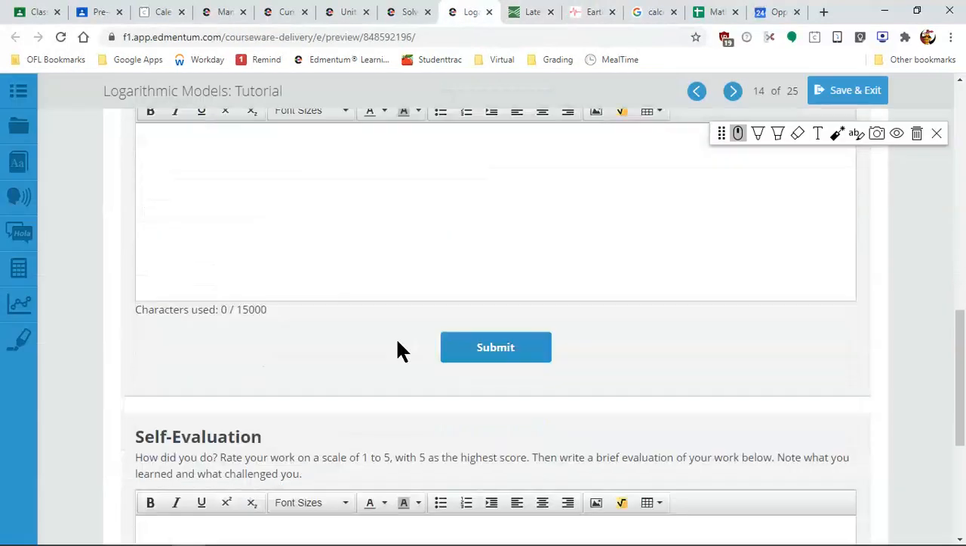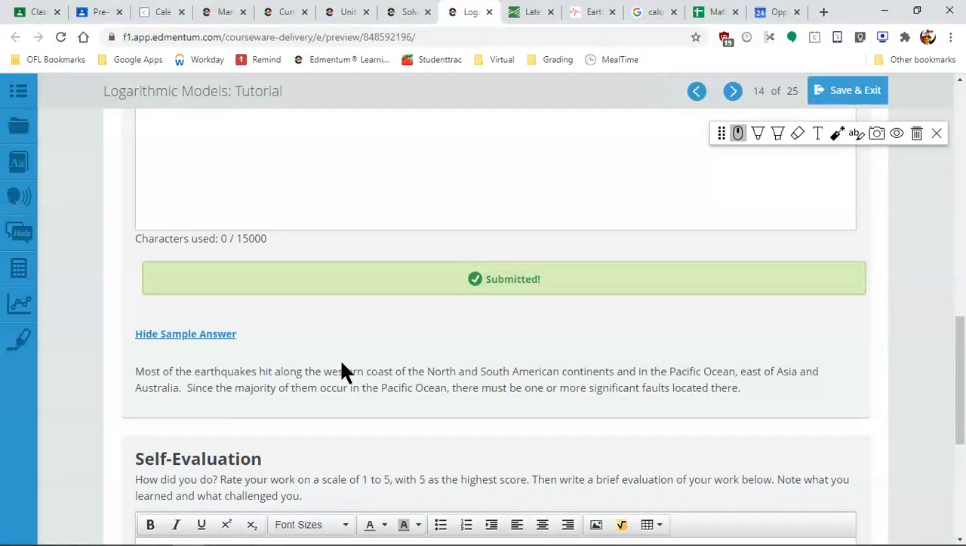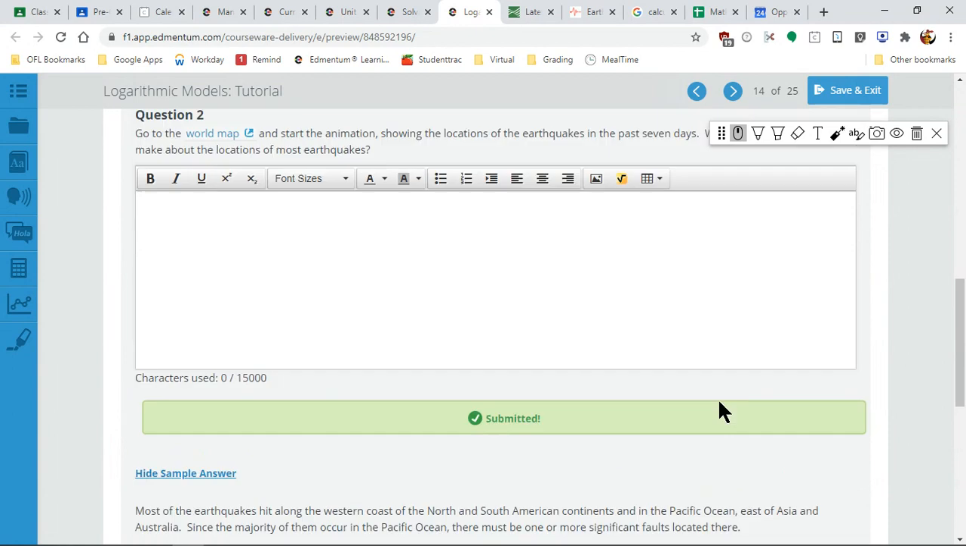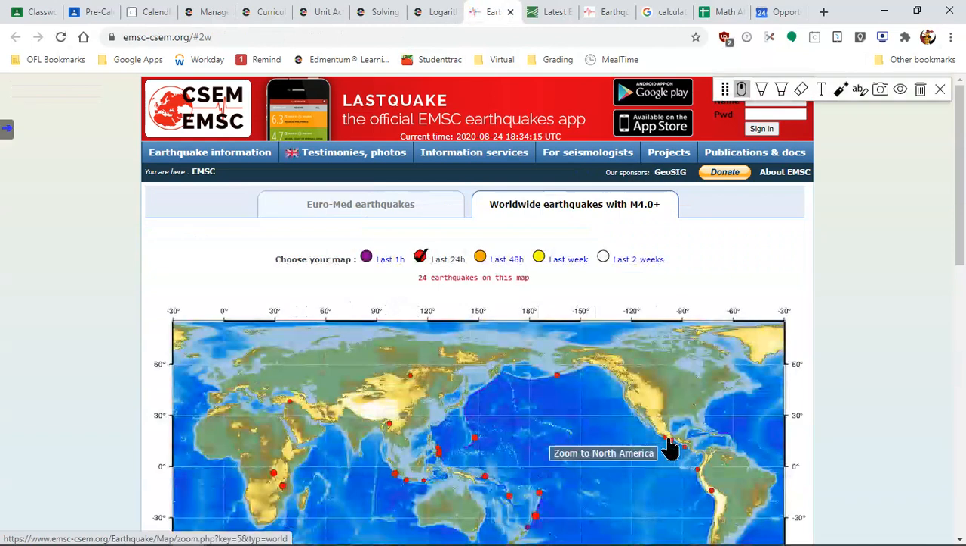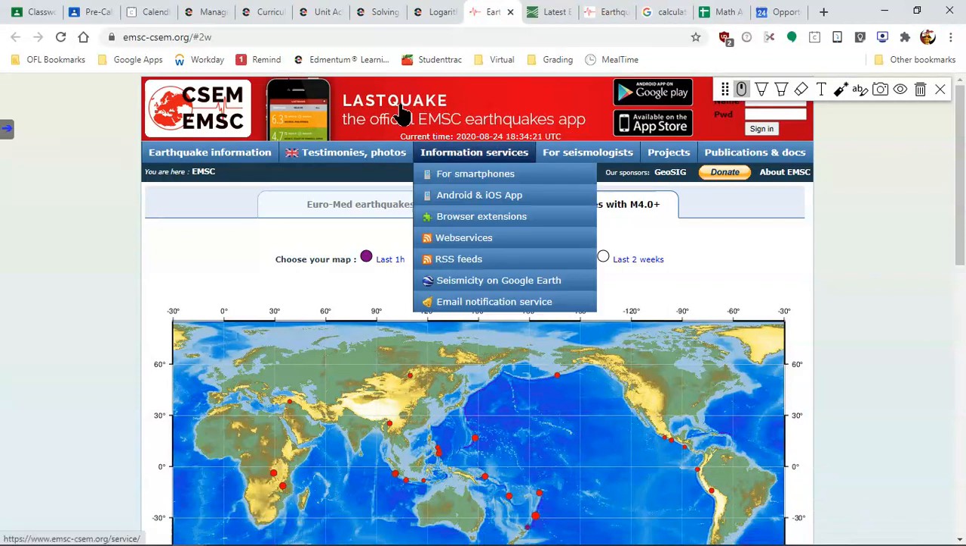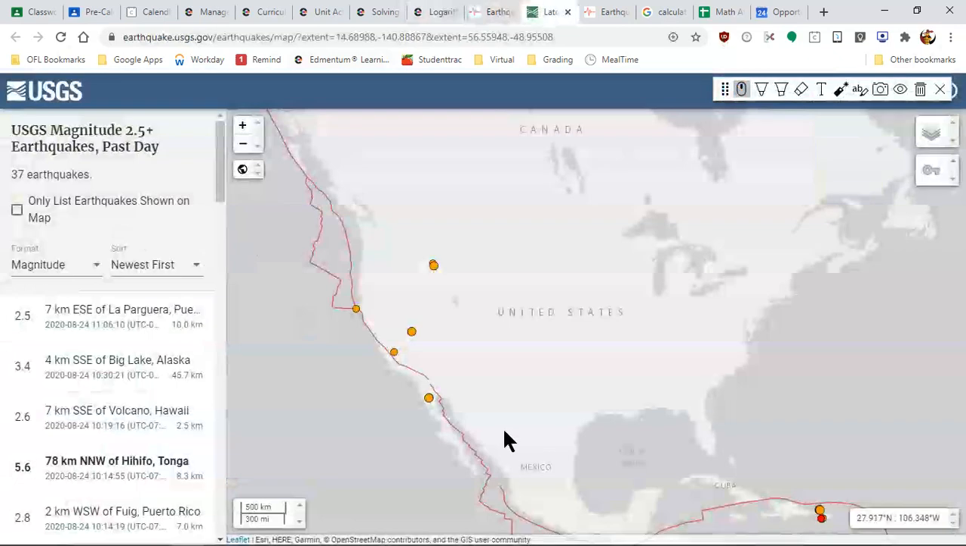So let's go over the sample answer and see what they wanted us to take away from this. Most of the earthquakes hit the west coast of North America and South America. That makes sense because remember when we looked at our pictures, we had all of those earthquakes here in South America, right here on the west coast and on the east coast. So just write something about that for the sample answer.